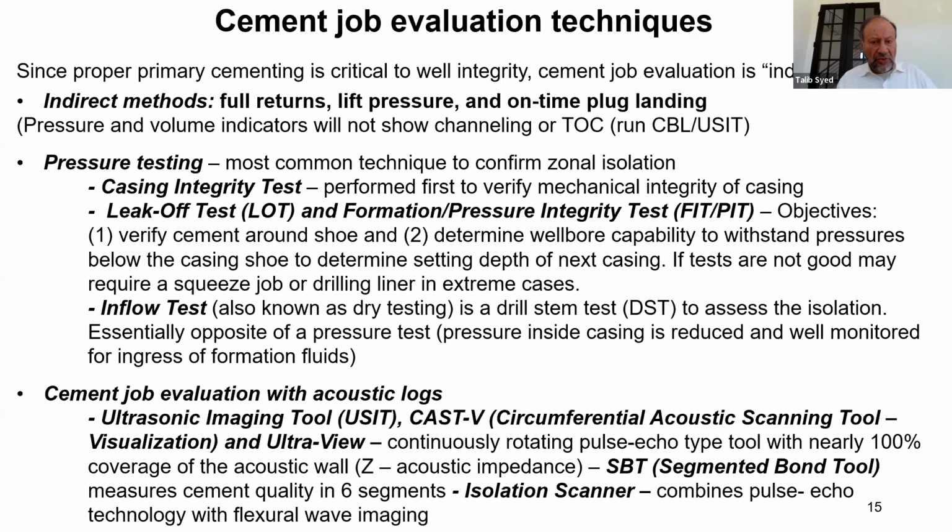Now, pressure testing techniques to confirm zonal isolation. Casing integrity test: normally you test the casing to 2,500 to 3,000 PSI. Hold it for 30 minutes at typical quarter to 1 barrel per minute pump rates. If you get a straight line, you got a good test. Otherwise, you have a bad cement job.